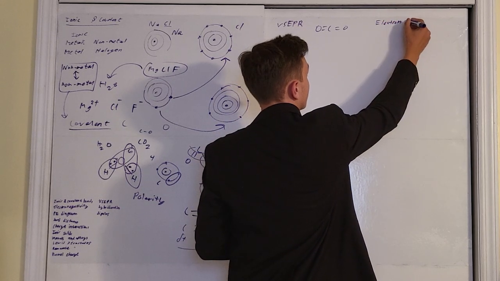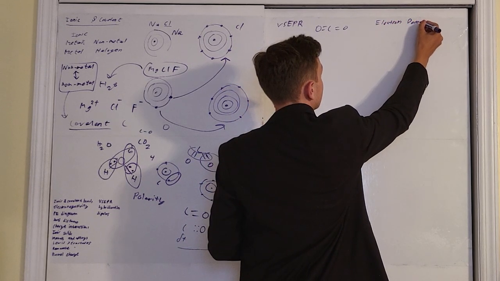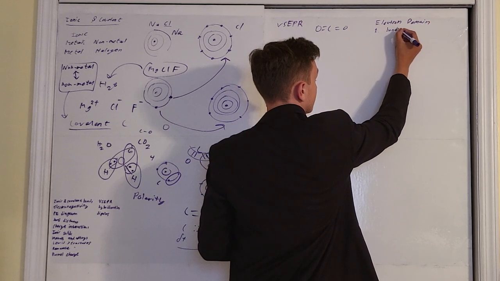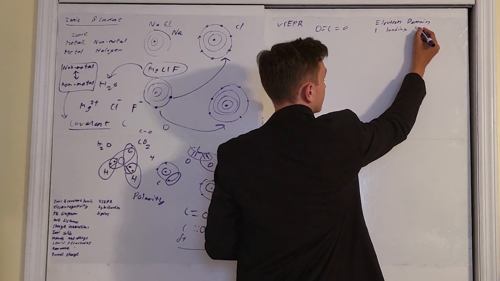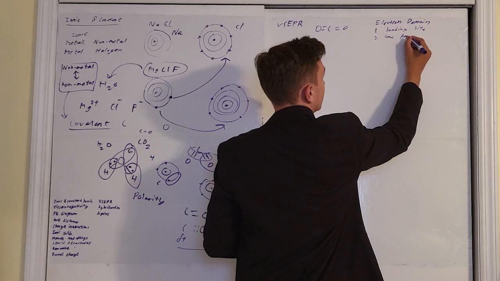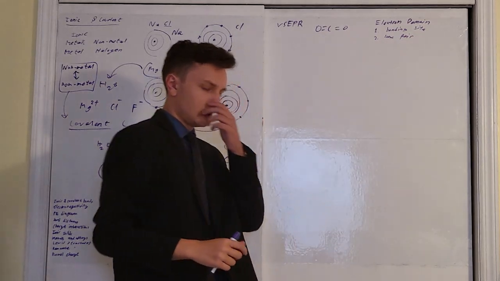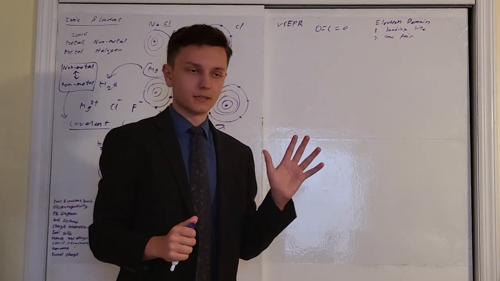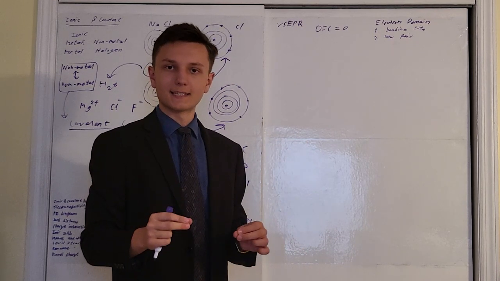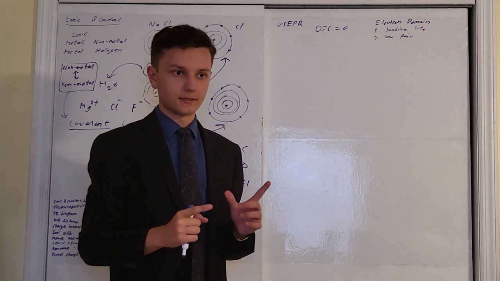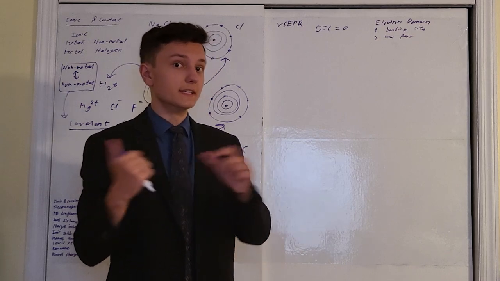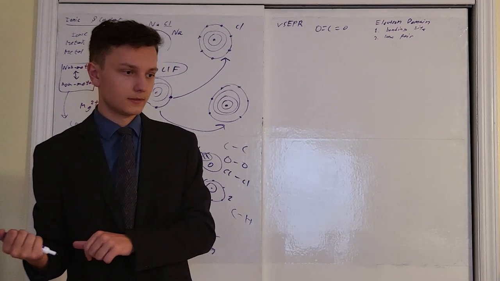An electron domain is either one, a bonding site, or two, a lone pair. Just something I'll clear up before I get any further: electrons do not exist on an atom as single electrons. They're either in a lone pair or they're on a different atom. Okay?